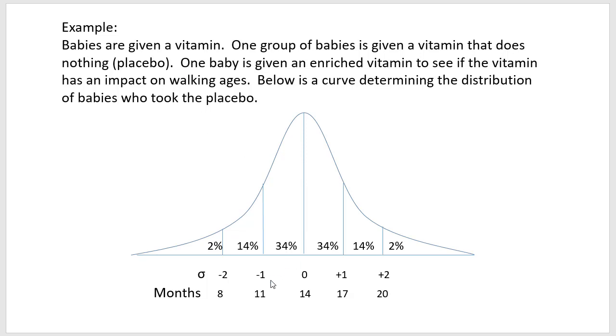Okay? Our distribution looks like this, and I put the percentages on there as a reminder just to kind of generally show you what the breakdown is. I won't do that forever, but just while we're learning this and getting the hang of it, I'll leave it there. The average number of months that babies walked was 14 and a standard deviation of 3. You can tell that because the mean is 14 and the first standard deviation is 17 months, meaning that the standard deviation is 3 months.